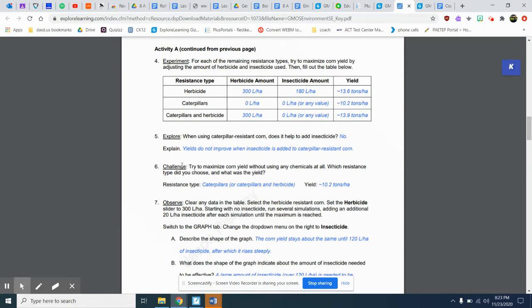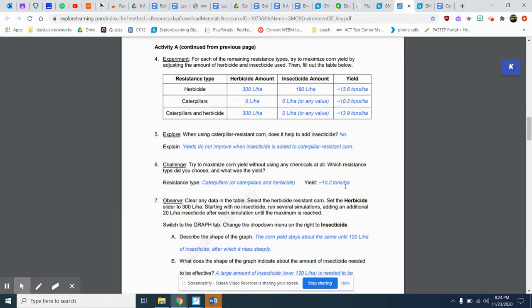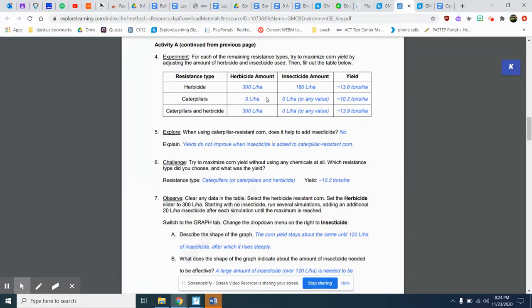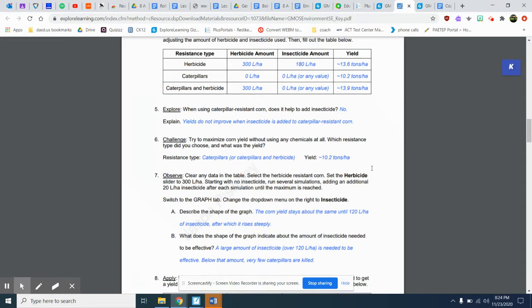Number 6, challenge. Try to maximize corn yield without using any chemicals at all. Which resistance type did you choose and what was the yield? So if you did caterpillars or caterpillars and herbicide, the yield gave you around 10.2 tons. All right. Without any chemicals at all, that's right there. Boom, boom.